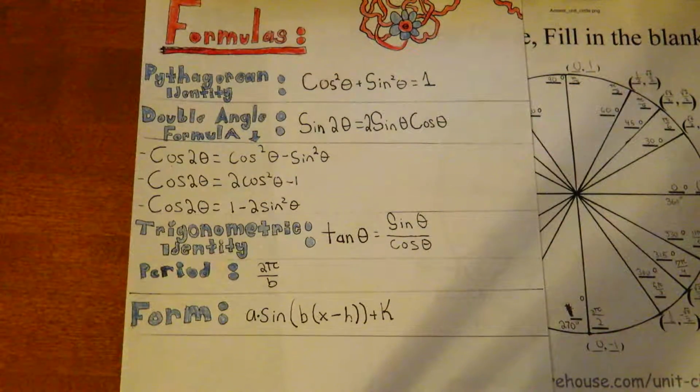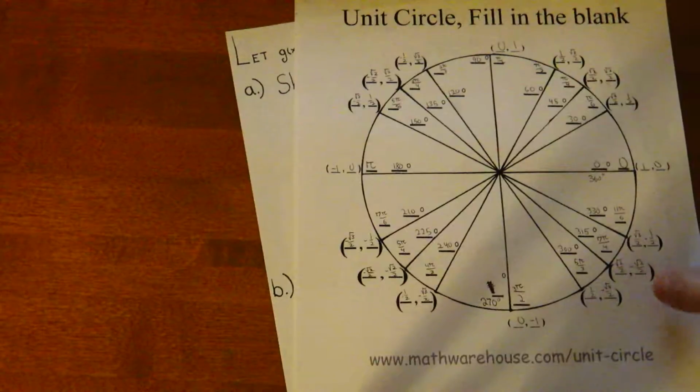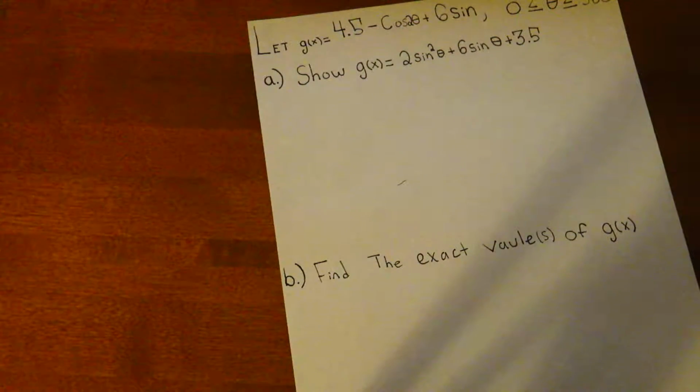The last one that we're going to need for this first problem is tan theta is equal to sine theta over cosine theta. And another thing that we're going to be using for this first problem is the unit circle. Okay, now let's get into it.